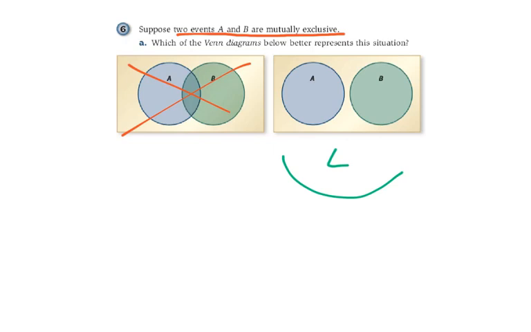I caught you. So, anyway, in this case, the Venn diagram that represents two mutually exclusive events would be two circles that are not overlapping in any way, shape, or kind.